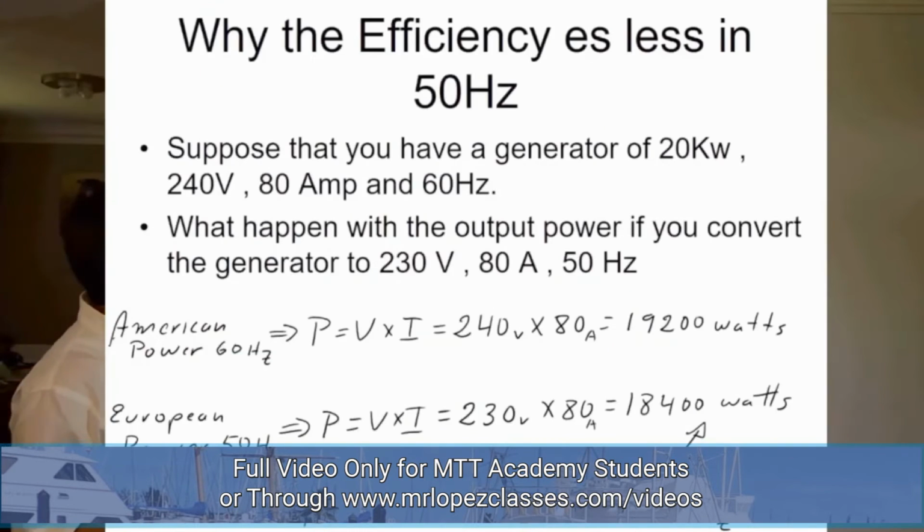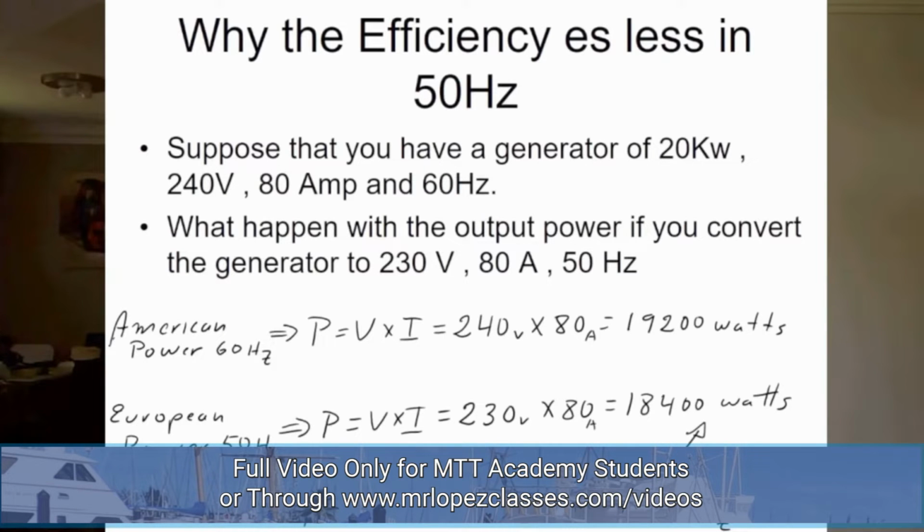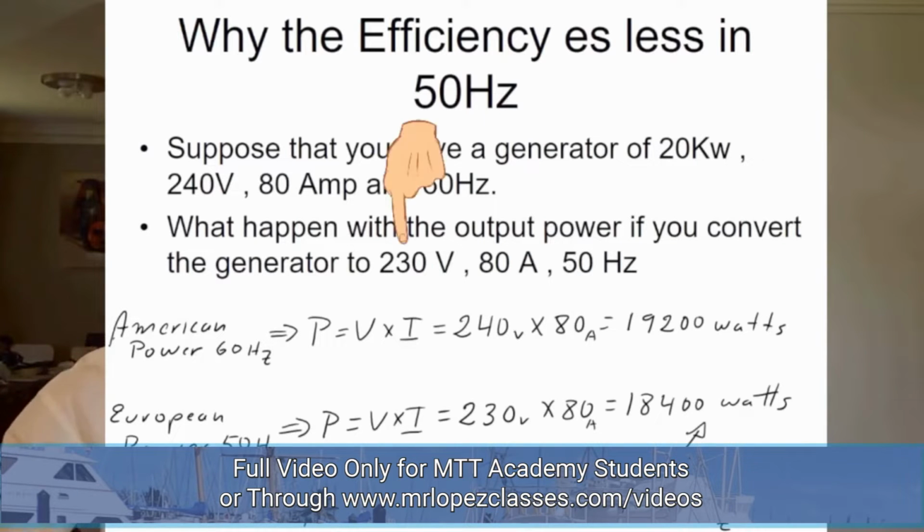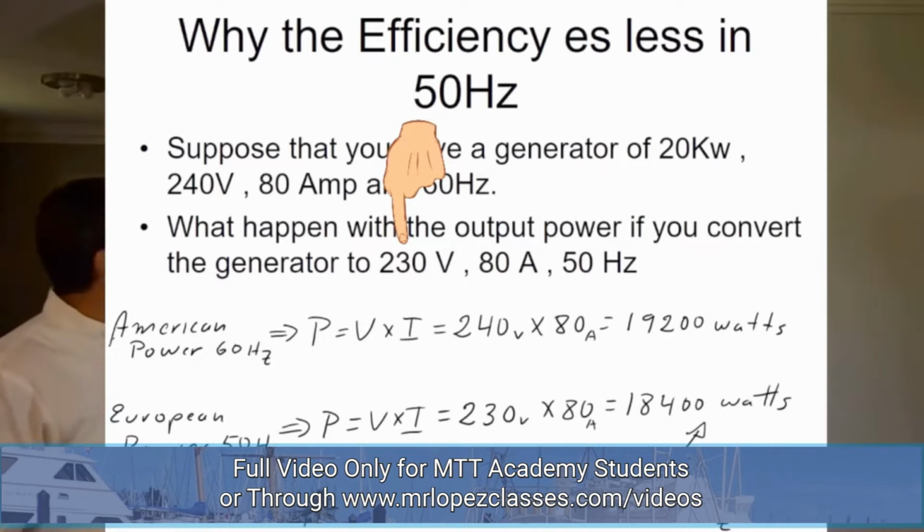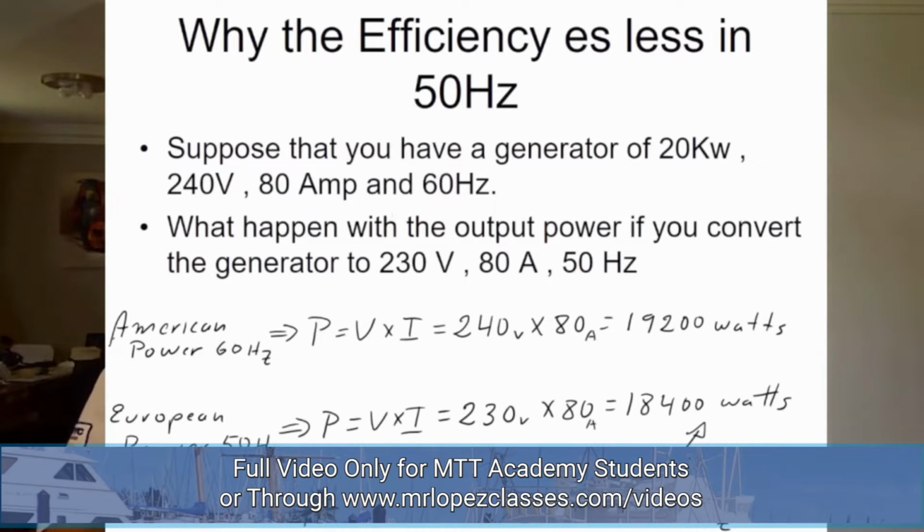Suppose that you have a generator of 20 kilowatts. The voltage of the generator is 240 volts and the breaker is 80 amps. And you want to convert that American generator into a European generator, into 50 Hz. Right now it's 60 and you want to convert to 50. When I convert my generator into European power, the voltage is not 240, the voltage is 230, and the frequency is 50 Hz.